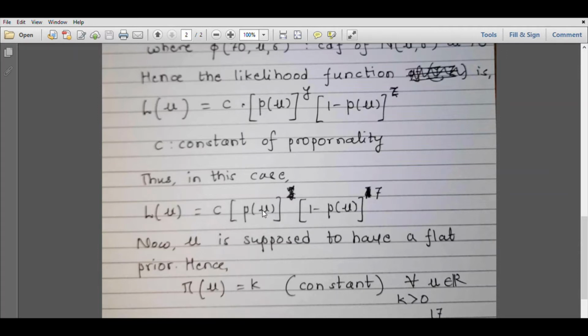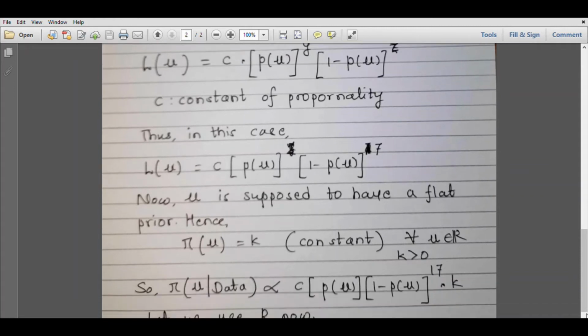Now the joint distribution actually decides the posterior distribution, through the fact that the posterior distribution of the parameter is proportional to the joint distribution. So we have pi of mu given the data is proportional to this. Now c and k are simply constants. So basically the posterior distribution is proportional to p(mu) raised to 1, meaning simply p(mu), into (1 minus p(mu)) raised to 17.